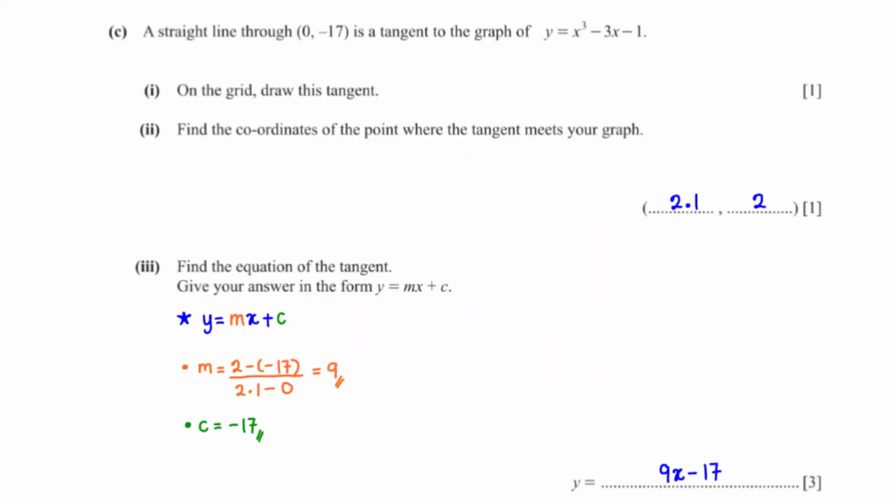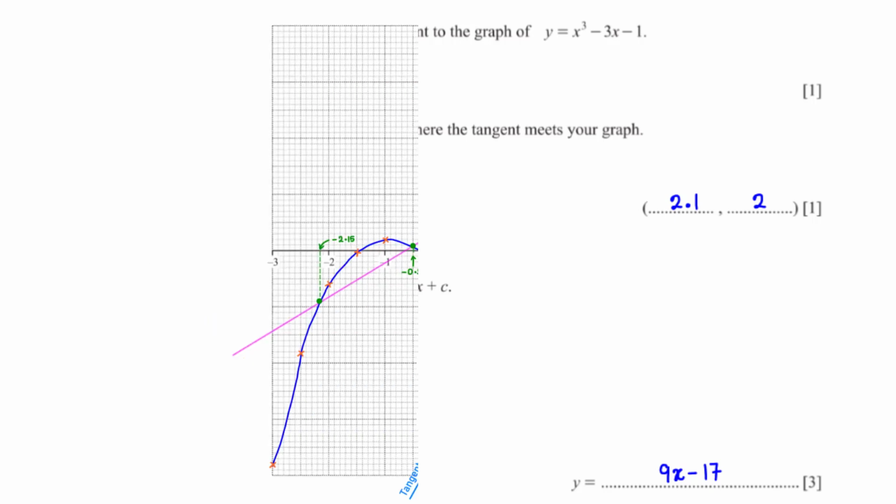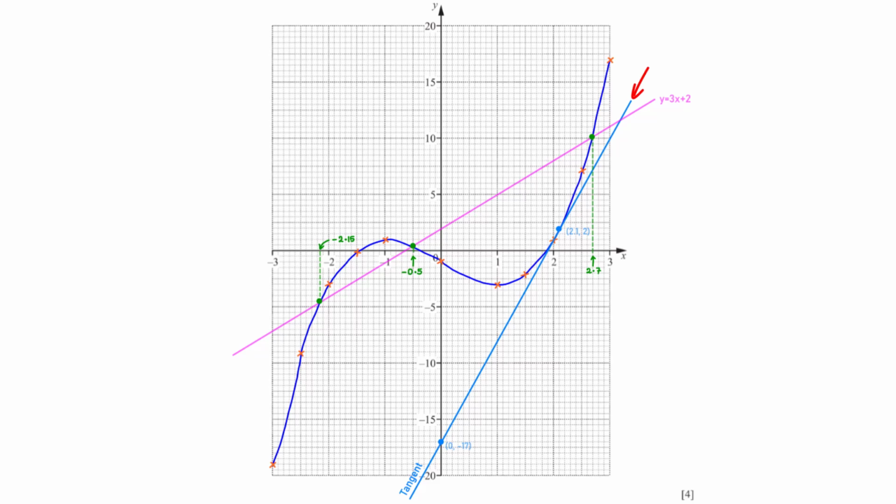A straight line through 0, -17 is a tangent to the graph of y equals x cubed minus 3x minus 1. On the grid, draw this tangent. On the grid, we've drawn the tangent, which is simply a straight line that passes through 0, -17 and touches the curve at one point.